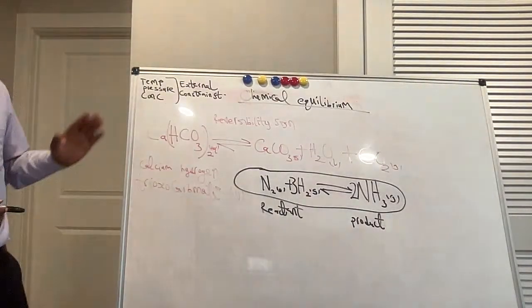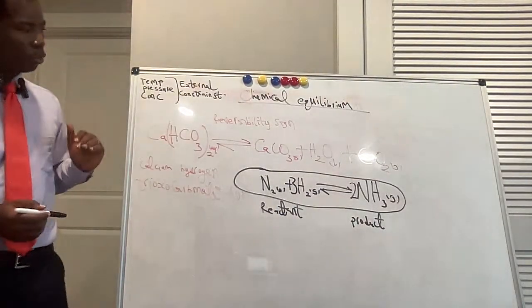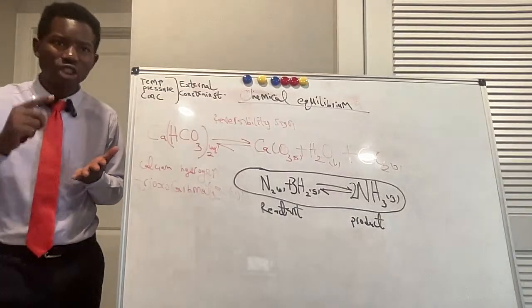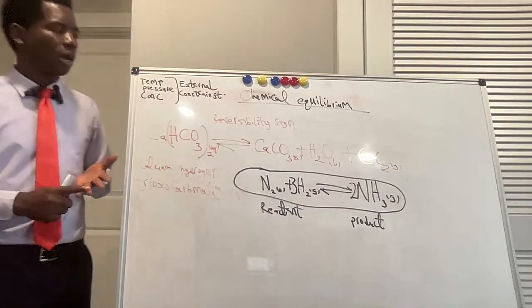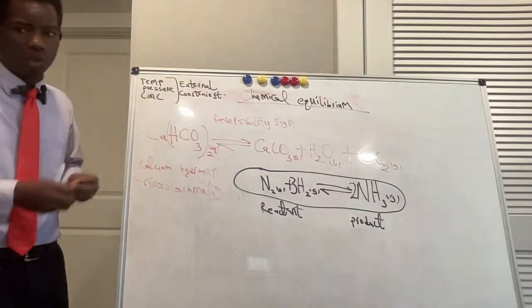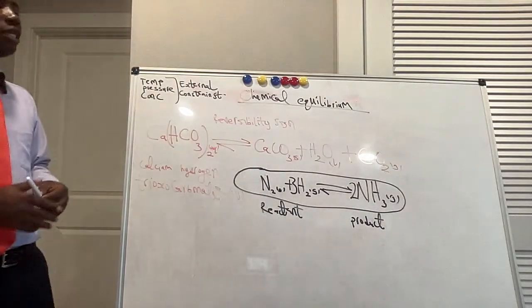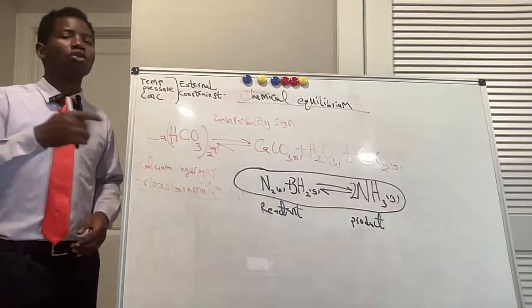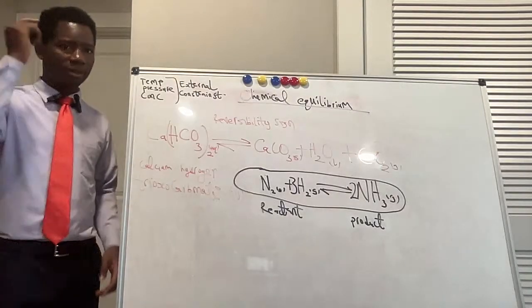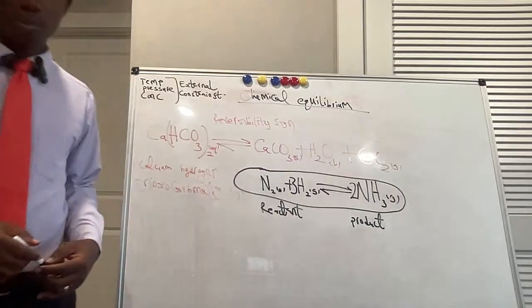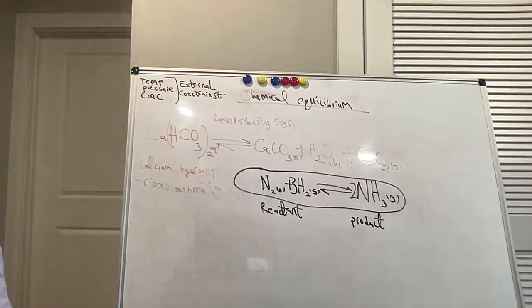Now, we are going to proceed to look at how change in temperature, change in pressure, and change in concentration can affect the system at equilibrium. And when it does, what actually happens? Where does the equilibrium shift to? Does it shift to the left or shift to the right? That is what we are going to look at right now.